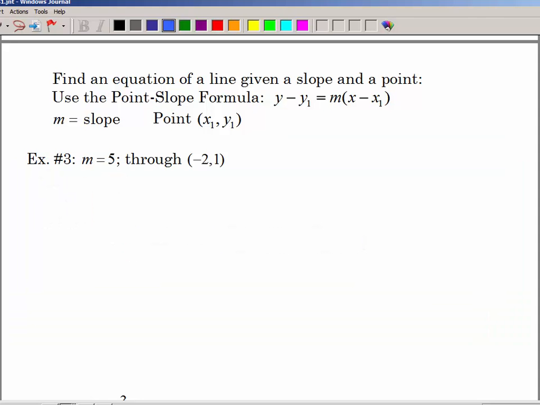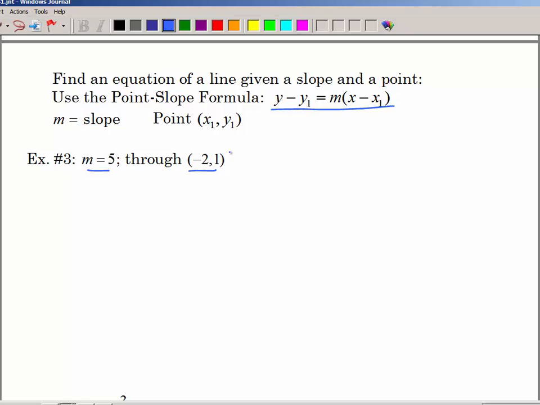Now let's look at the harder part. They're going to give us a slope and a point. And so we can't just use y equals mx plus b because we don't have b. And so we're going to look at this other formula called the point-slope formula. We have a point, we have a slope, point-slope formula.